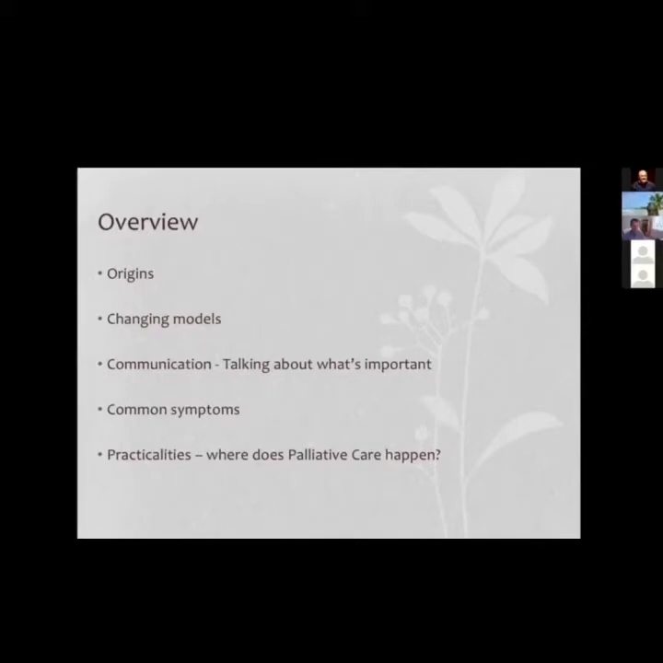Thinking a little bit about the centrality of communication in what we're doing and caring for patients and understanding who they are and how we help look after them. And then just introducing some of the common symptoms that we encounter to be managed, and then some of the practicalities at the end about where does palliative care happen. And I'll try to be speaking more in general terms. A lot of what we're talking about can be applied in various parts of the world, but obviously how this actually looks in different settings and countries can be quite different.